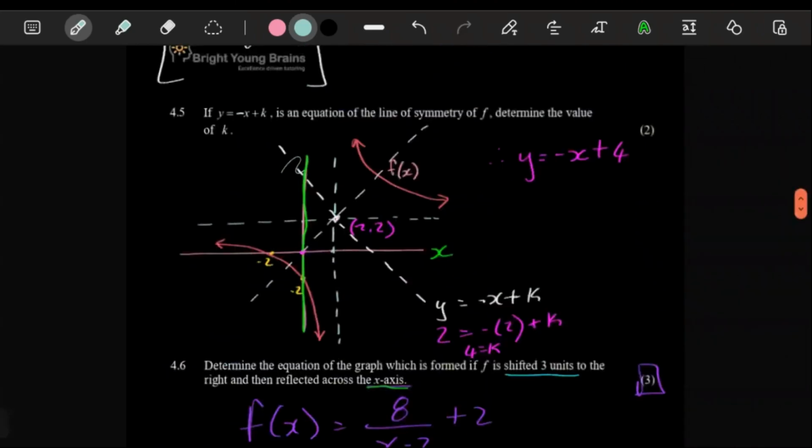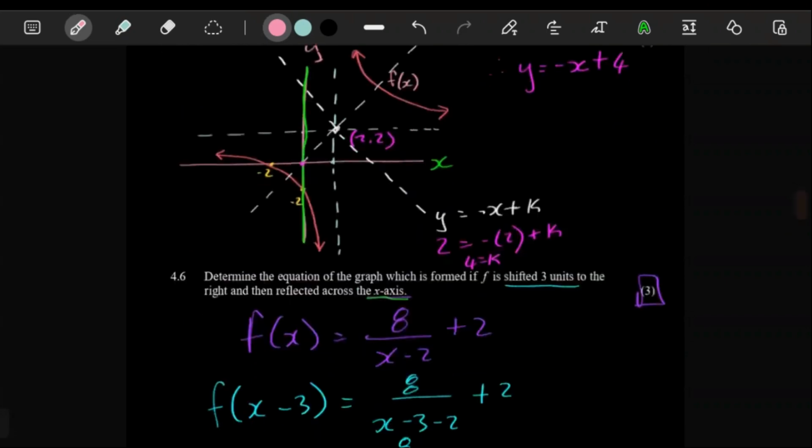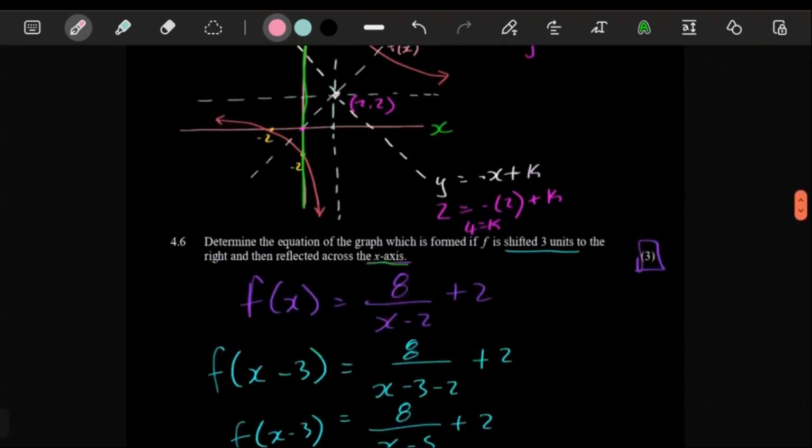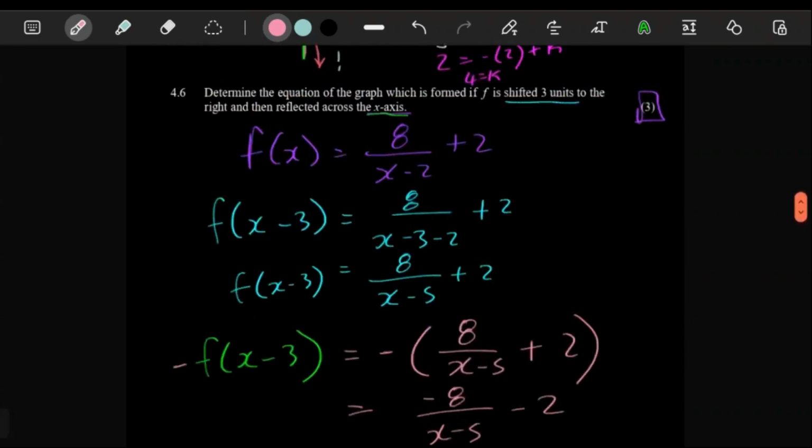If it was reflected about the y-axis, then remember, positive x values become negative x values, and negative x values become positive x values. So if a graph is reflected about the y-axis, wherever x is, you multiply it with a negative. You will just have minus x over there.